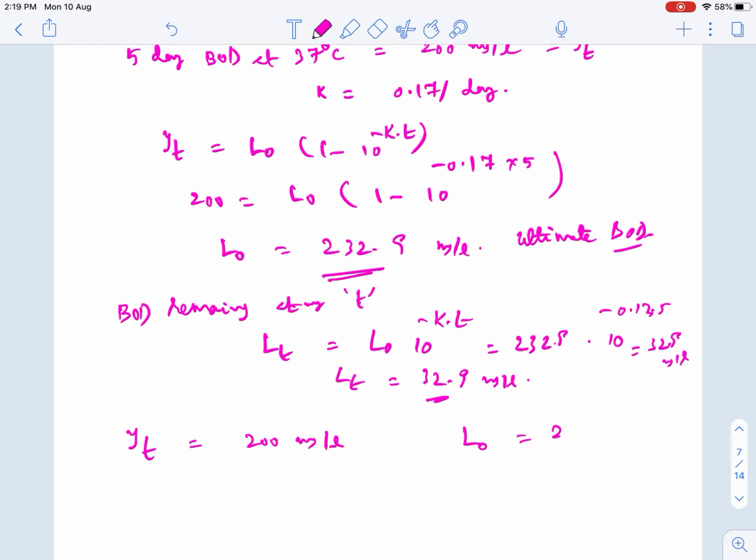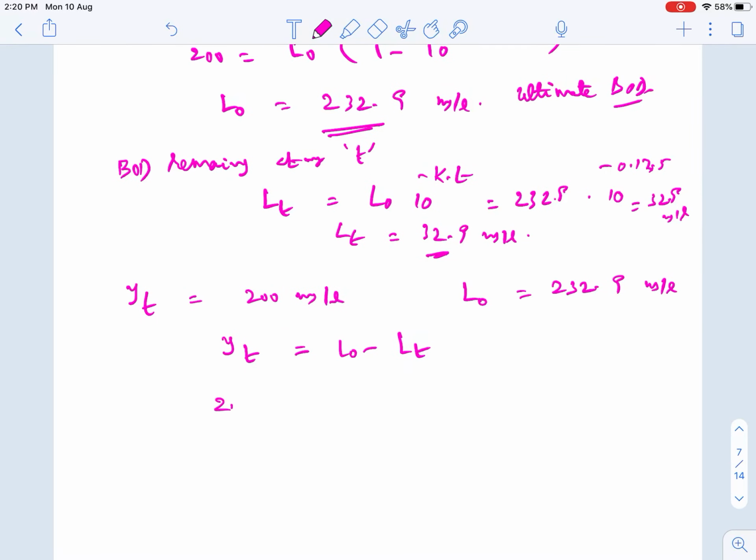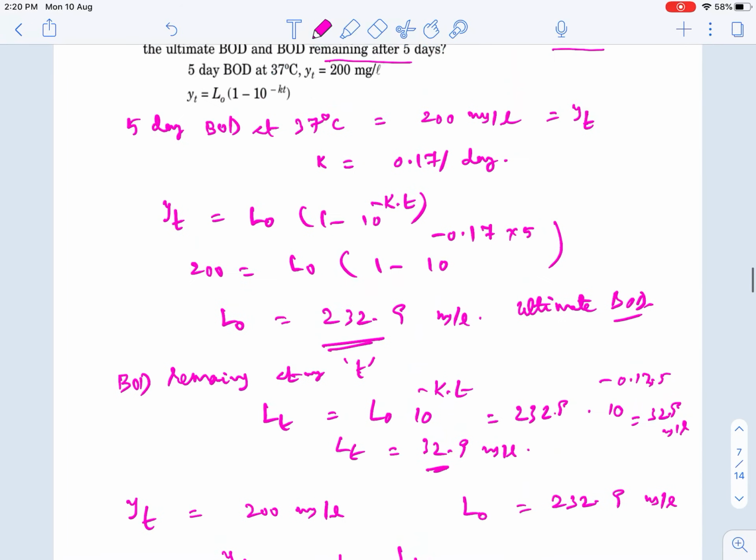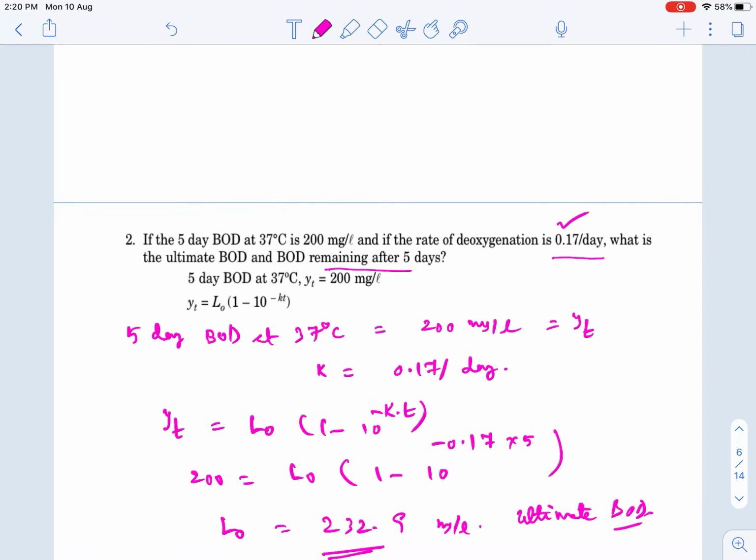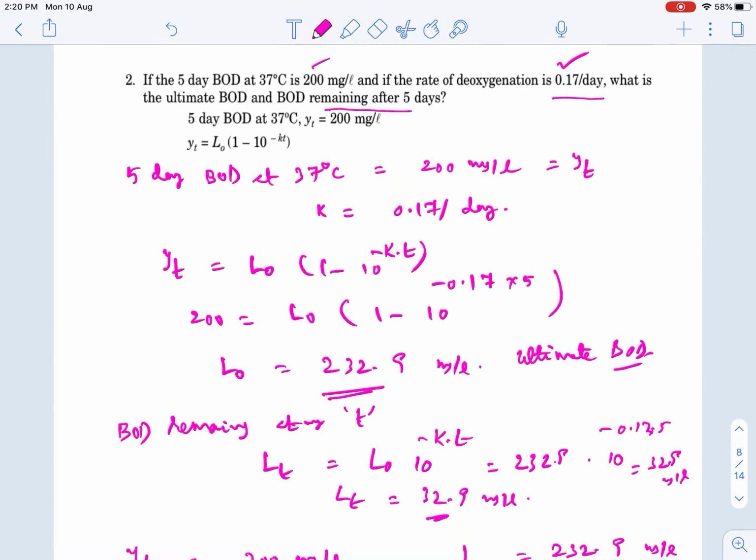What is the ultimate BOD? 232.9 milligrams per liter. So what is the relation between BOD exerted and the ultimate BOD? YT is equal to L naught minus LT. So YT is nothing but 200 milligrams per liter is equal to 232.9 minus LT. So LT is nothing but 32.9 milligrams per liter. So in this, he has given directly the deoxygenation constant and the 5-day BOD at 37 degrees at 200 milligrams per liter.